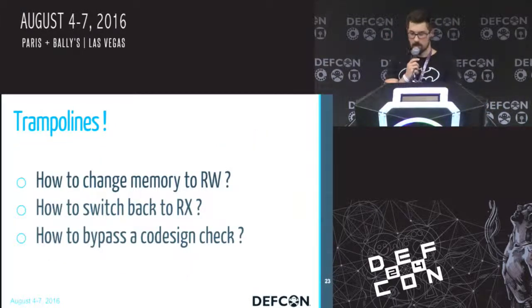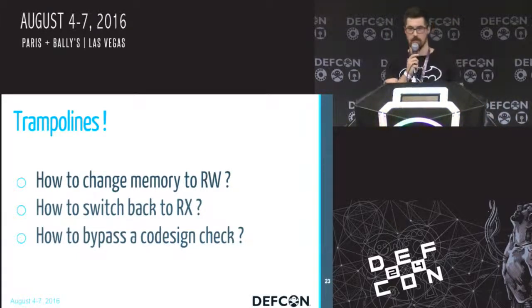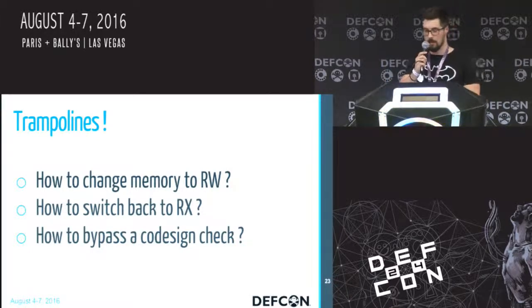So yeah, trampolines may work, but as we remember, there are memory protections on iOS that do not allow you to change memory regions. So to write a trampoline, the region should be writable, and how can we change the executable region to be writable? Well, even if you can do that, how do you switch it back to be executable? And the main question, there is a code sign check on page load, how can we bypass it?